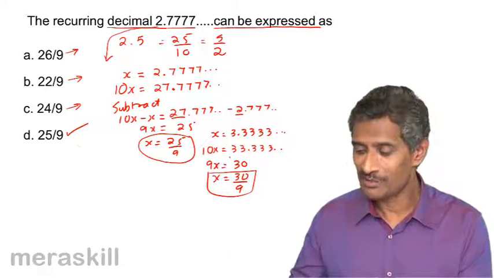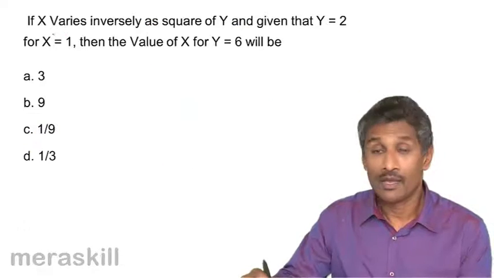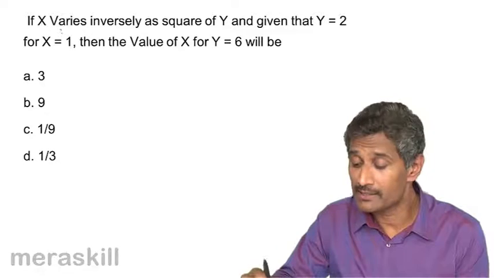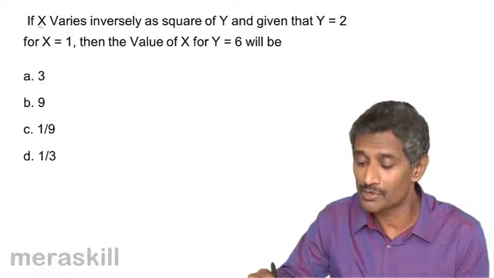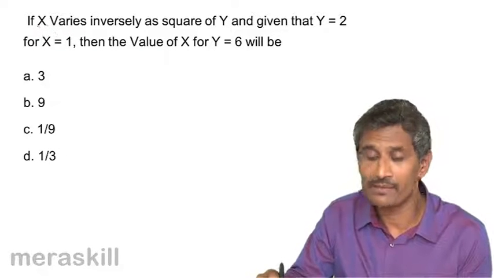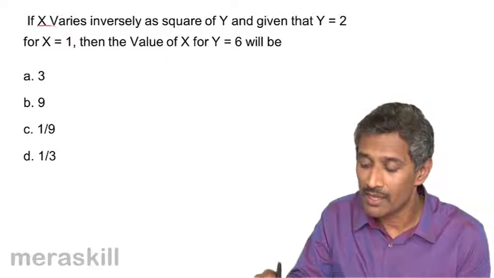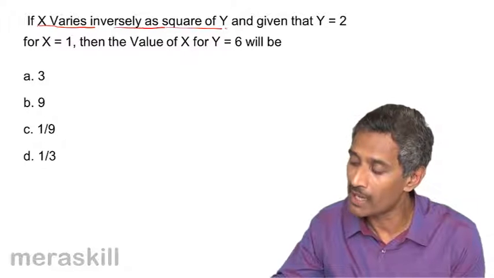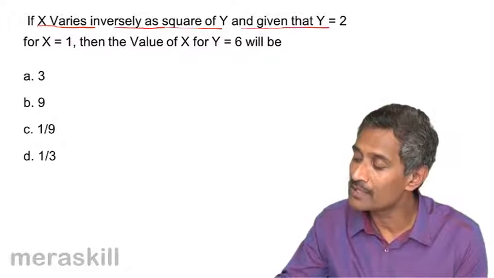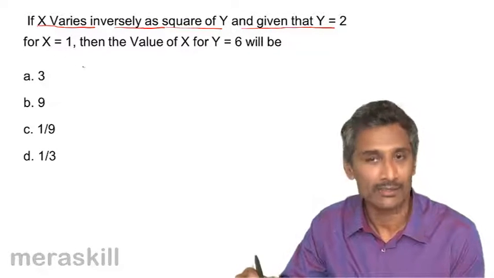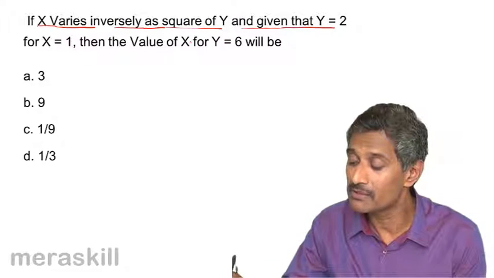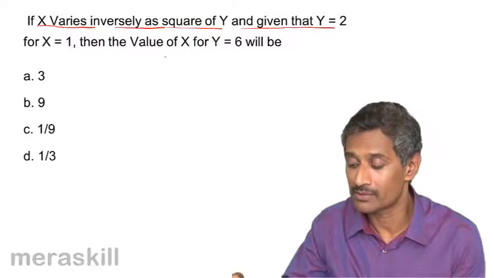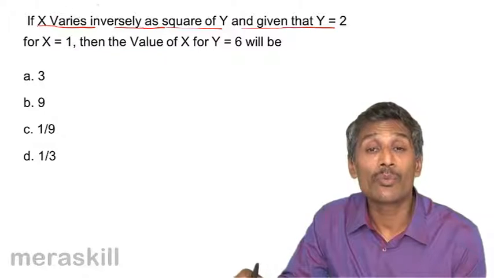Right, let's see what we have further. So what do we have in the next one? Yes, a slightly different concept. Let's read this question and then we'll understand the concept. x varies inversely as the square of y, and given that y is equal to 2 for x is equal to 1, then what will be the value of x for y is equal to 6? Now this is a case of variation.